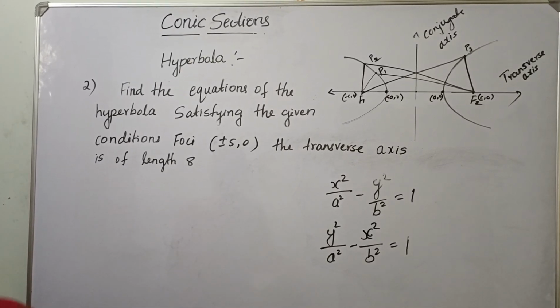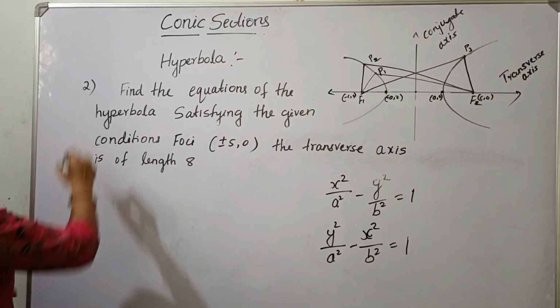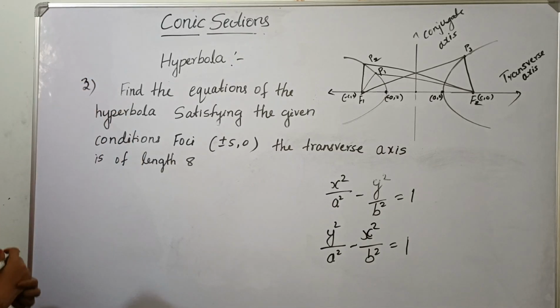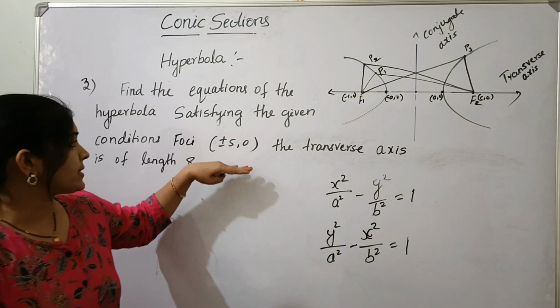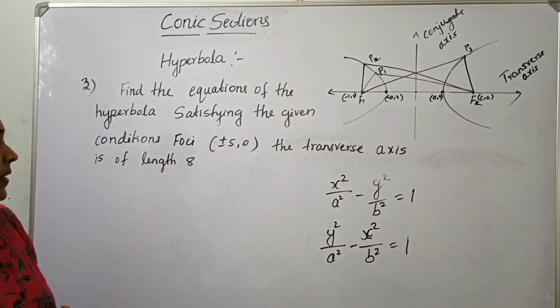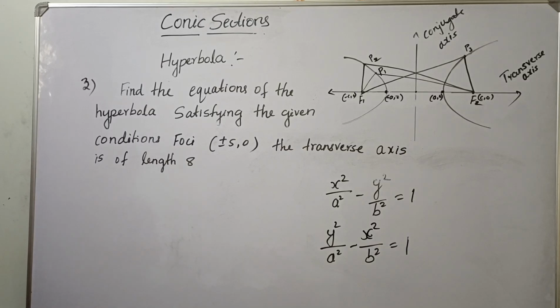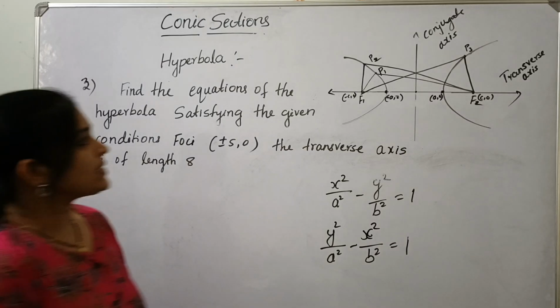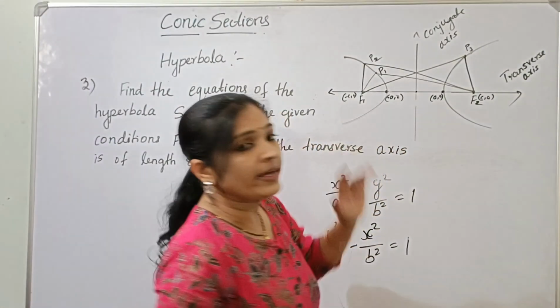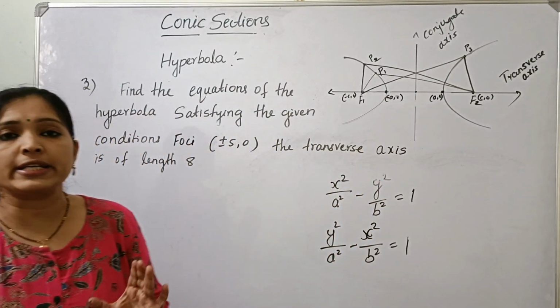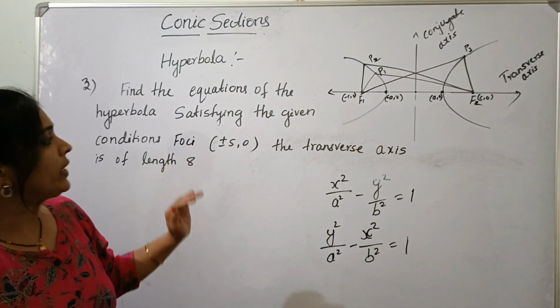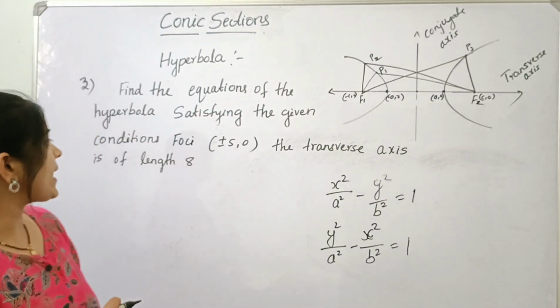Next question: find the equations of the hyperbola satisfying the given conditions. The foci are plus or minus 5, 0. The transverse axis is of length 8. The transverse axis is the axis where the foci and vertices are lying. So here the length of the transverse axis is 8.